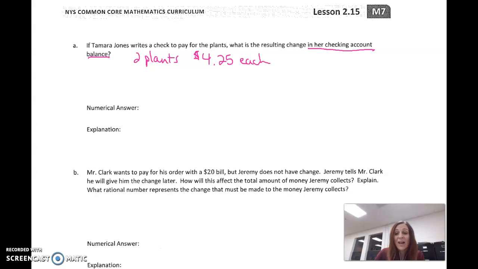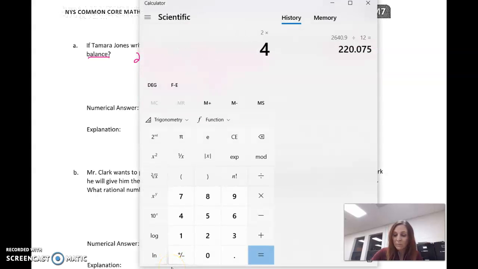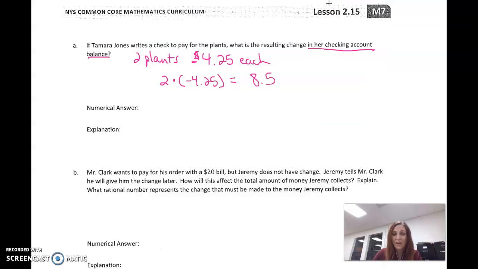All right, so if I wanted to write an expression or an equation for this, there's two plants and they cost $4.25 each, that's like a negative, right? It's not like a negative, it is. I'm going to times a negative $4.25. Okay, because we're talking about what's happening to her account. Money's coming out of her account. So remember our rules. Multiply the absolute values. 8.5. Opposite signs, one's positive, one's negative. That means it's negative.